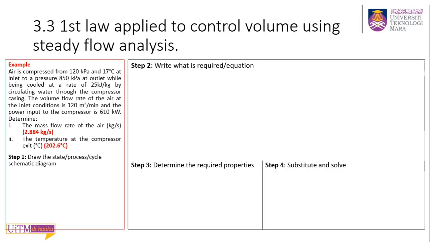Now, for the second example for compressors, you can pause to read and understand the question properly. Again, for step 1, please try to draw the schematic diagram and label the inlet as state 1 and exit as state 2. For this question, we can see that the amount of work input is already given. Therefore, we have to label the value, and also don't forget to label the amount of heat loss in unit kilojoules per kg.